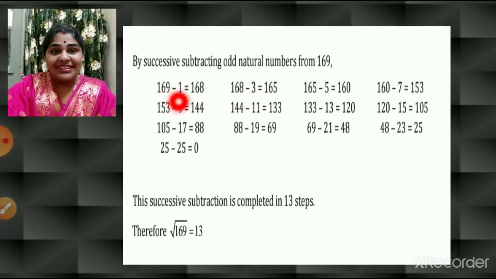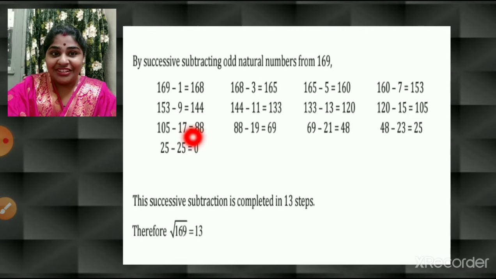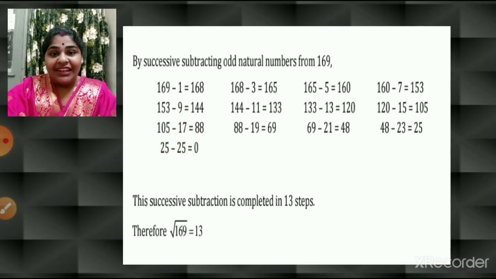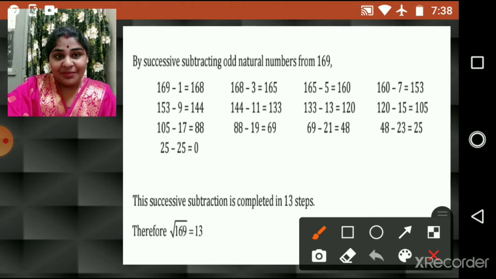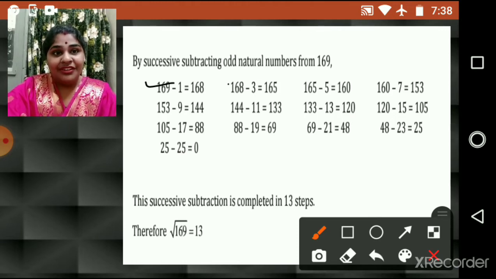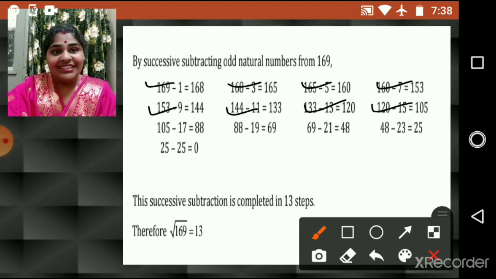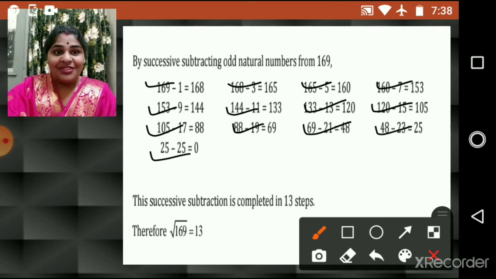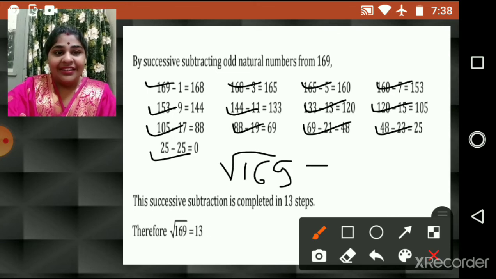So 169 minus 1 is 168. 168 minus 3 is 165. 165 minus 5 is 160, and keep on doing until you get 0. And now you are going to count in how many steps you got 0. So it is 1, 2, 3, 4, 5, 6, 7, 8, 9, 10, 11, 12 and 13. So hence you can write square root of 169 is equal to 13.